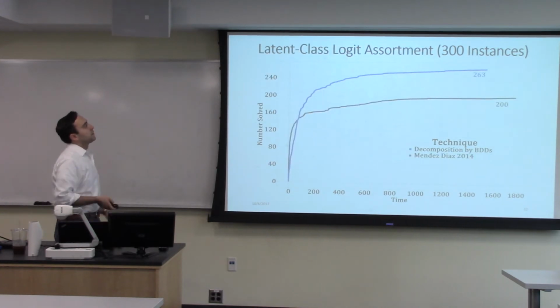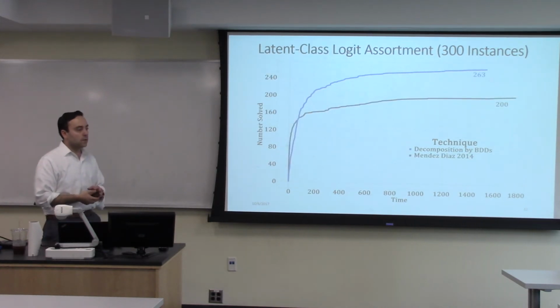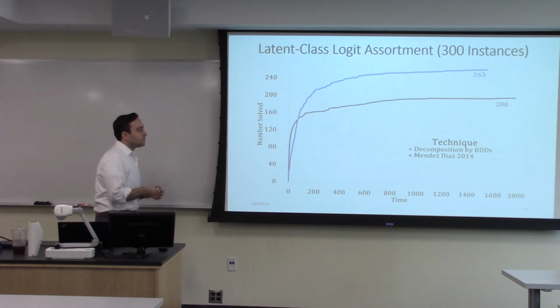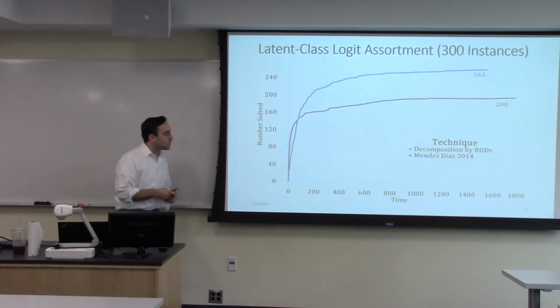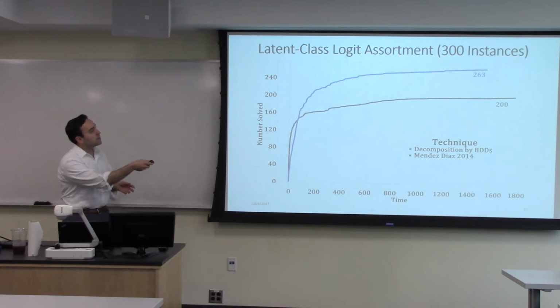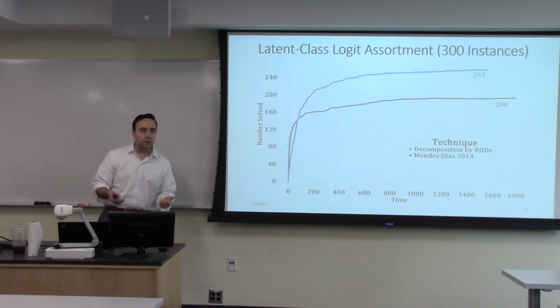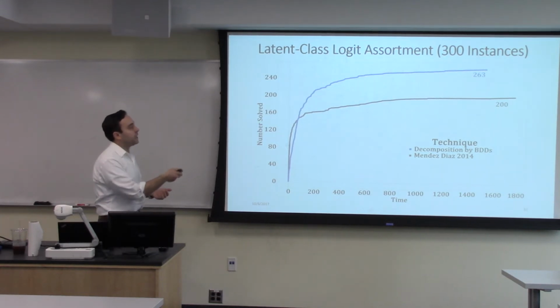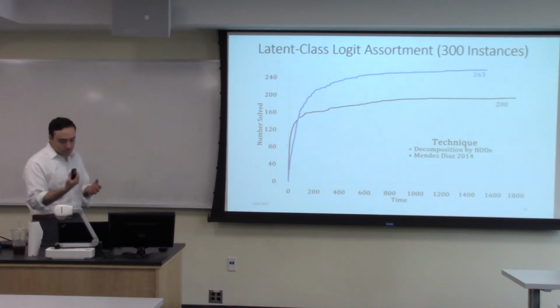Here's another problem, the latent class logit assortment problem. This is a product assortment problem, again from a paper in 2014. By using these decision diagrams to enhance their branch and cut framework, we're able to solve many, many more instances faster.